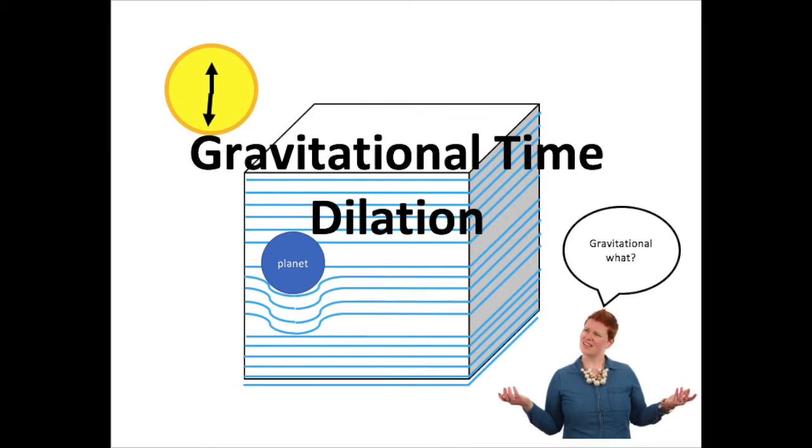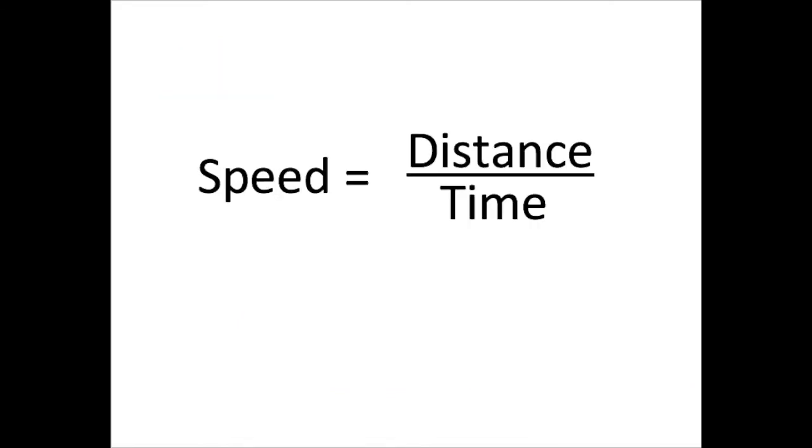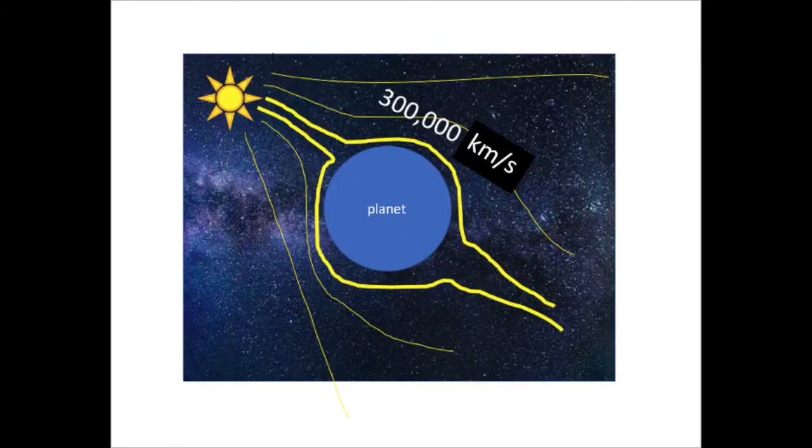Now, how does that make any sense? Why would time move slower where spacetime is stretched more? Well, it all has to do with the equation speed equals distance over time. Speed is the speed of light, which is constant. Light always moves at a speed of about 300,000 kilometers per second. That never changes. So, when a heavy object bends spacetime, it also bends light, but the light still moves at the same speed as before.